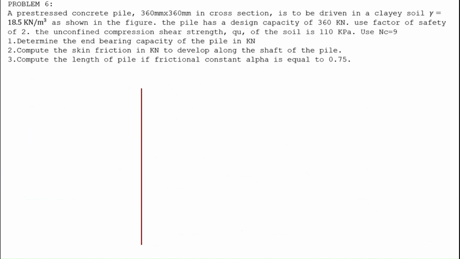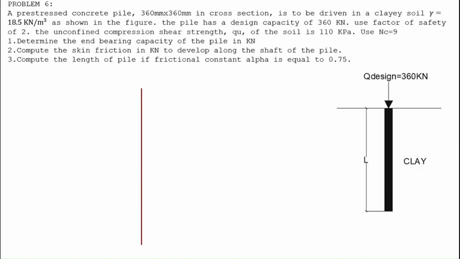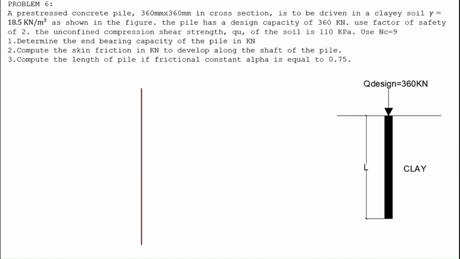Problem number 6. A pre-stressed concrete pile, 360 millimeters by 360 millimeters in cross-section, is to be driven in a clayey soil of unit weight 18.5 kilonewton per cubic meters as shown in the figure. The pile has a design capacity of 360 kilonewton. Use factor of safety of 2. The unconfined compression shear strength, Cu, of the soil is 110 kilopascal. Use Nc equals 9.